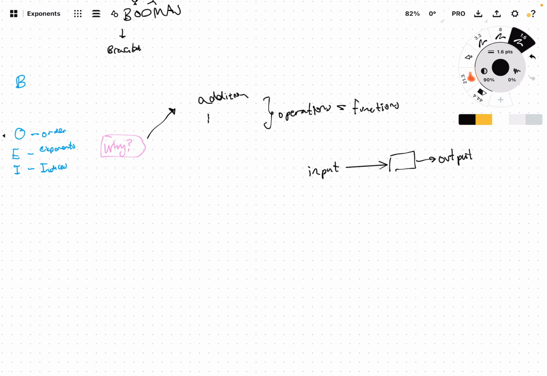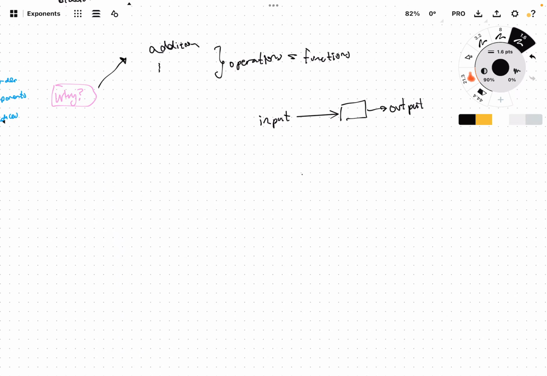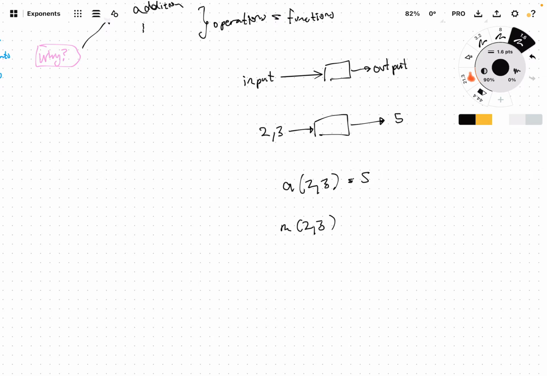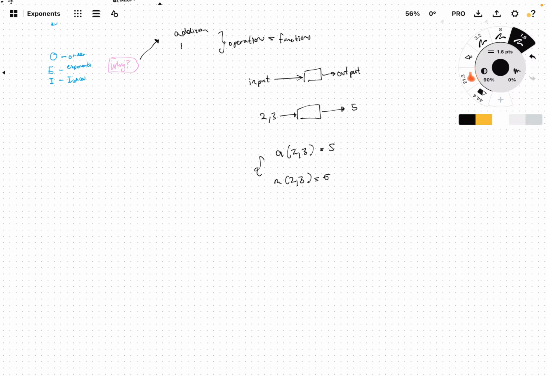So if we were to use this function notation, then it would all make sense. You could think of addition as taking in two numbers, 2 and 3, and then returning 5, right? So you could say addition of 2, 3 equals 5. Similarly, multiplication of 2, 3 would be 6. Now, if we were to write this in function notation, you don't need BODMAS.